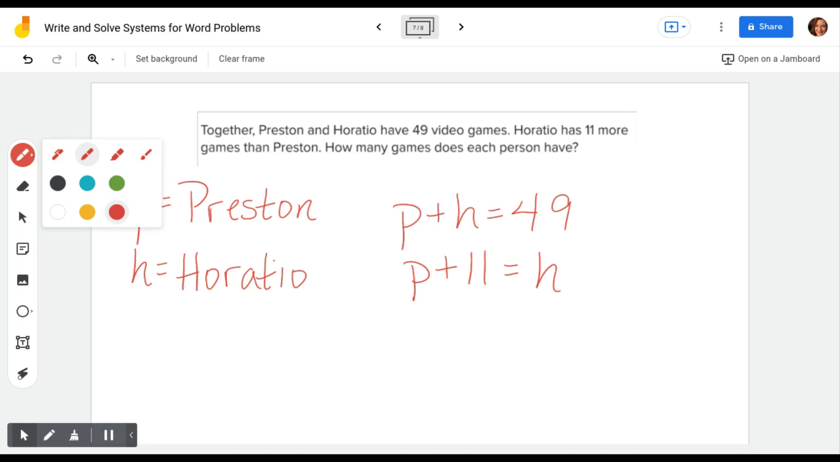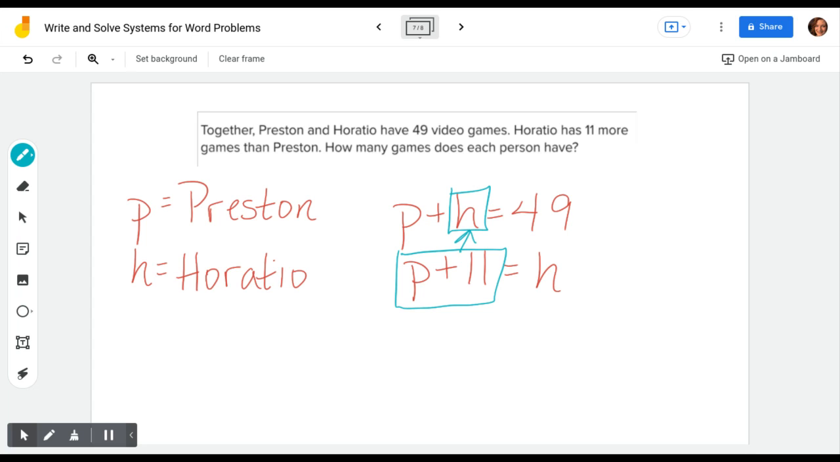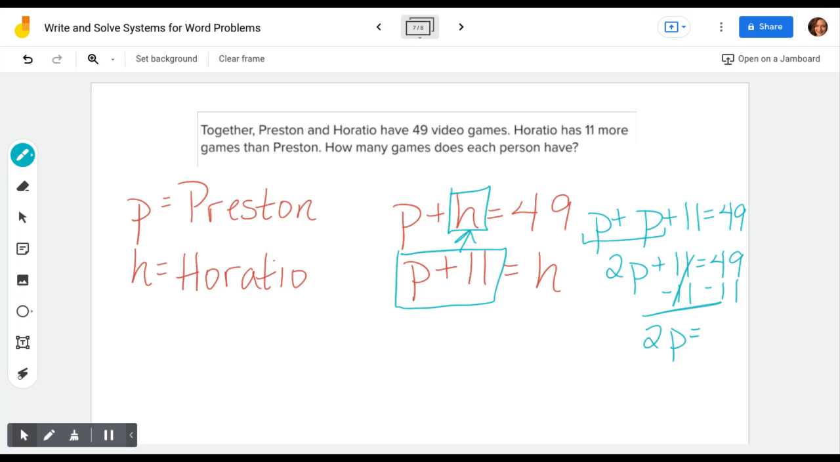Now to solve this system, I'm going to take this expression for H and put it into my other equation in place of H. So instead of P plus H, it's going to say P plus P plus 11 equals 49. Put your like terms together, and that says 2P plus 11 equals 49. Subtract 11, and you get 2P equals 38. Divide by 2, and you get that P is 19. So I think Preston has 19.